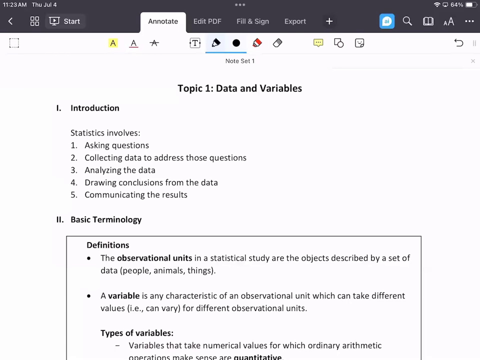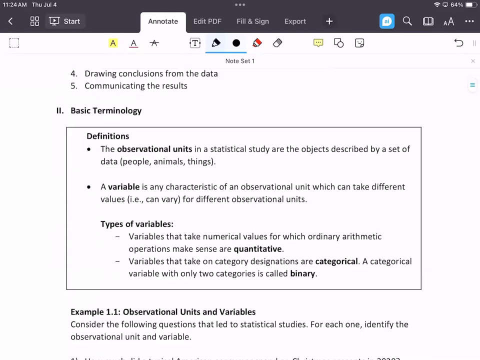We then analyze the data. So it's not just enough to get data, but then we have to analyze it. And we're going to be doing some of that in this class. Then we're going to draw conclusions from the data. You may find a conclusion that it's more likely that fill in the blank will happen than something else. It's not just enough to draw those conclusions, though. Then we have to communicate those results to the people who are interested in the results. So we need to clearly communicate what we found in our study.